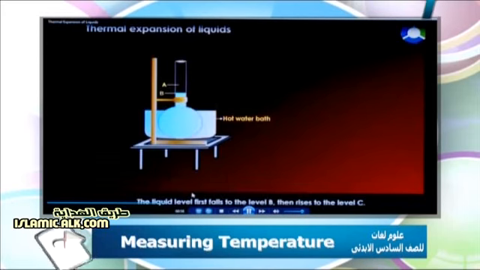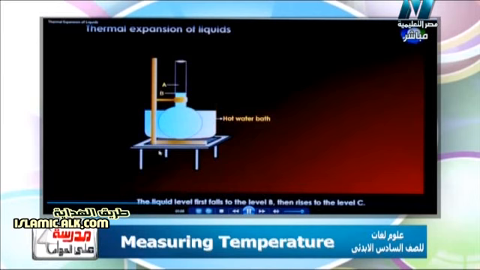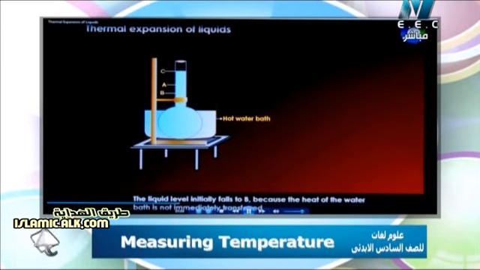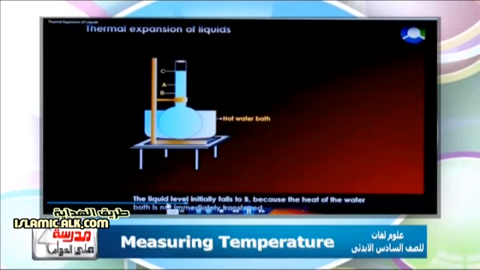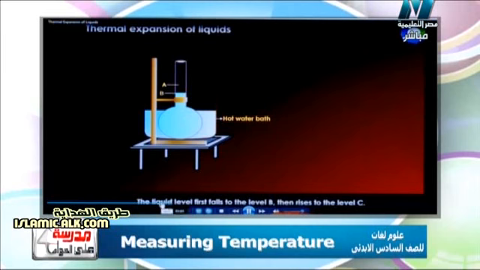We know that liquids expand by heating and contract by cooling. So I put here very hot water. What happened to the level of water? It expands. Why? Because again, liquids expand by what?